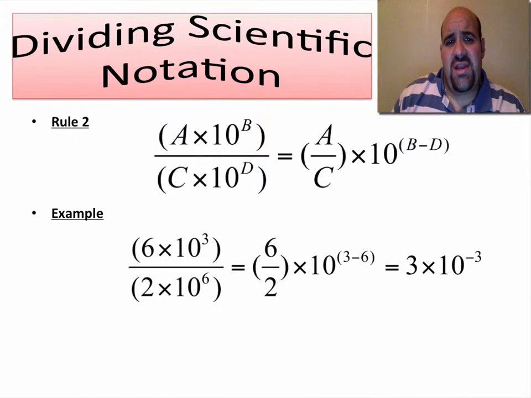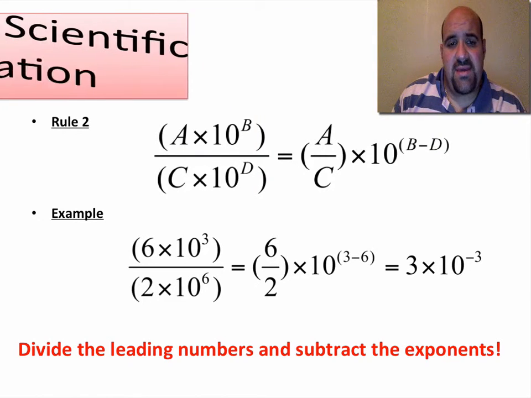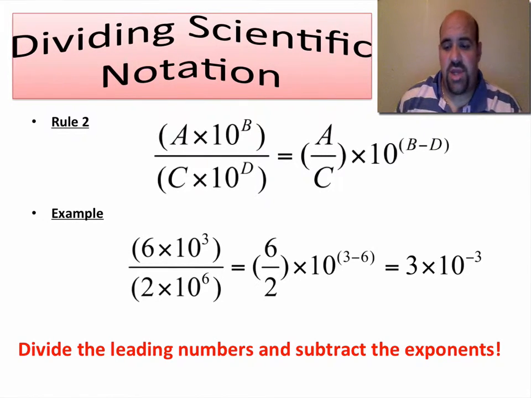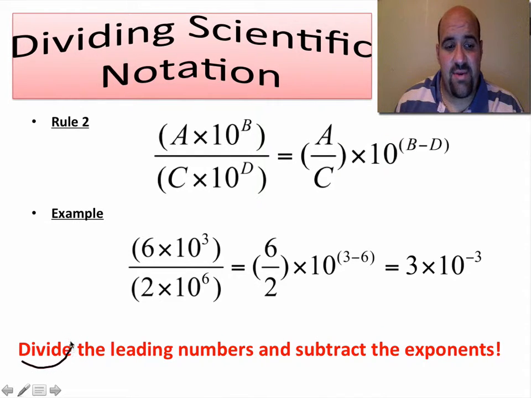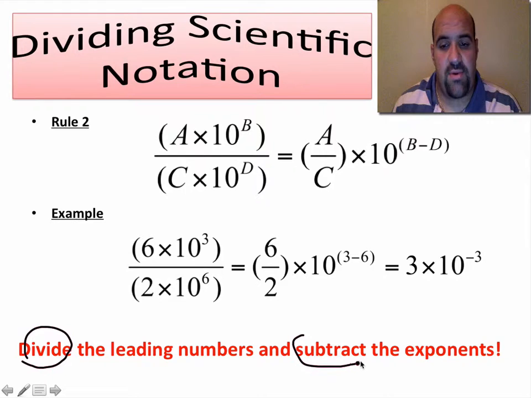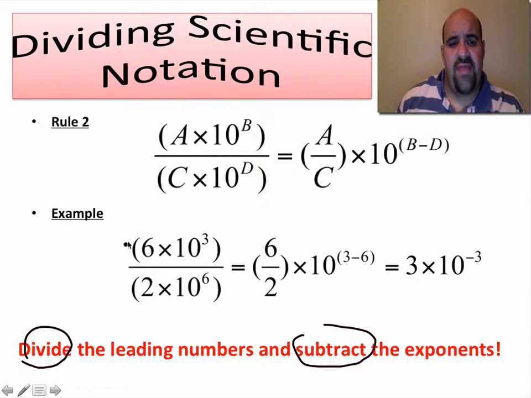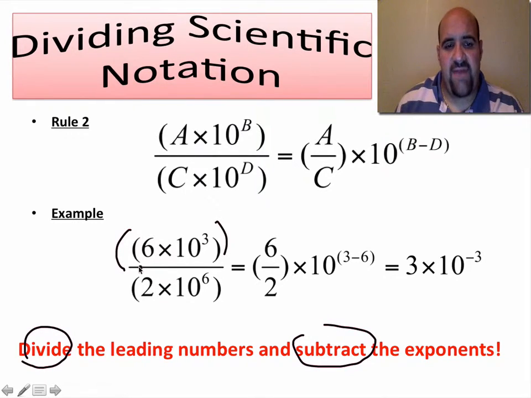Now we're going to look at division, and division is just the opposite. Again, this looks complicated, but this is the generic form for math types. In multiplication, we multiplied the leading numbers and added the exponents. For division, we're just going to divide the leading numbers and now subtract the exponents, the exact opposite. So if we had this number right here being divided by this number down here, 6 times 10 to the 3rd over 2 times 10 to the 6th, all you do is take these two leading numbers, the 6 and the 2, and divide them. 6 divided by 2 is, of course, 3.